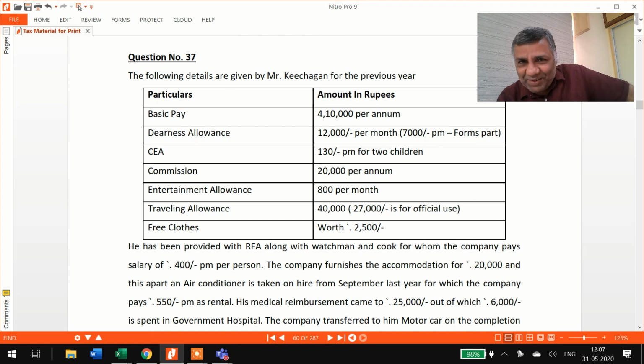It is because of this that your RFA went wrong, because you have taken 720 for calculation, whereas it is only 0. Please remember, it is 130 per month for 2 children, and it is not per child. So it is only 65 per child, which means it is fully exempt. That 65 is going to be exempt.